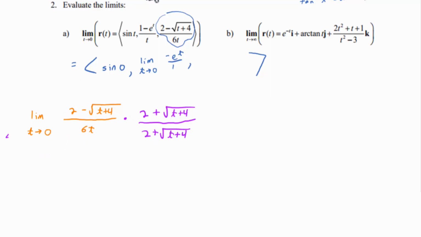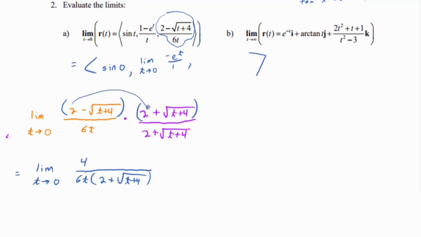And so then what's that going to equal? Well, don't lose your limit notation. Keep the notation. Don't get lazy. And then on the bottom, I'm going to leave the bottom as just 6t. I'm not going to multiply it out yet. 6t times 2 plus square root of t plus 4. If I need to, I'll multiply it out later. Is that okay?